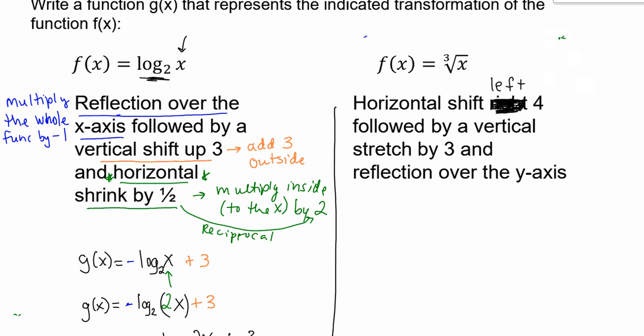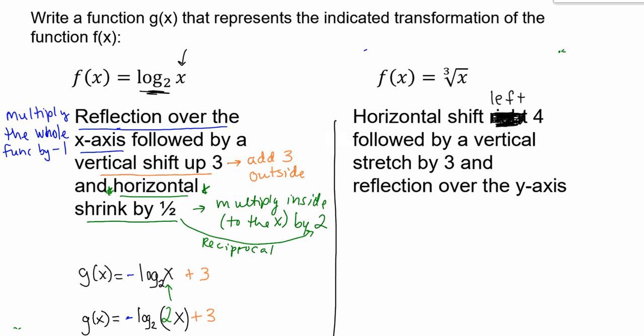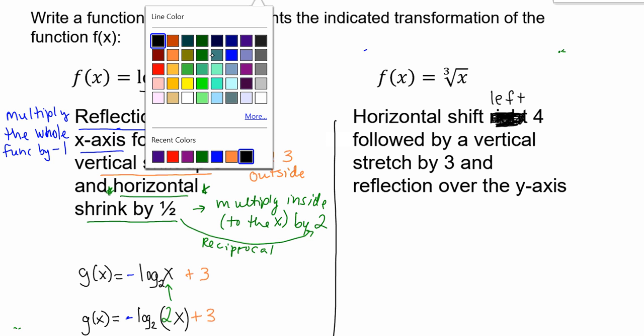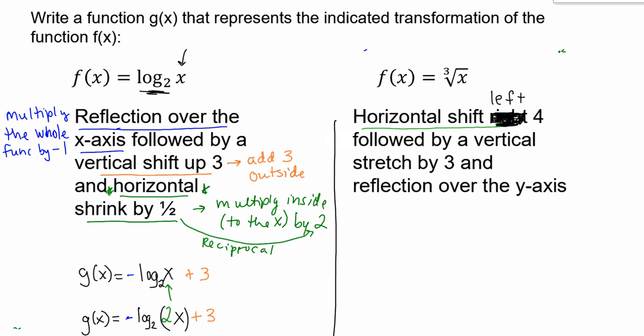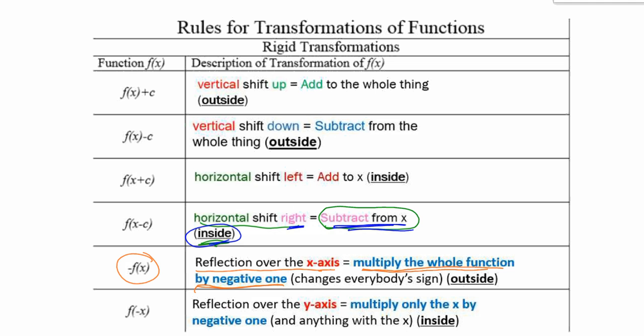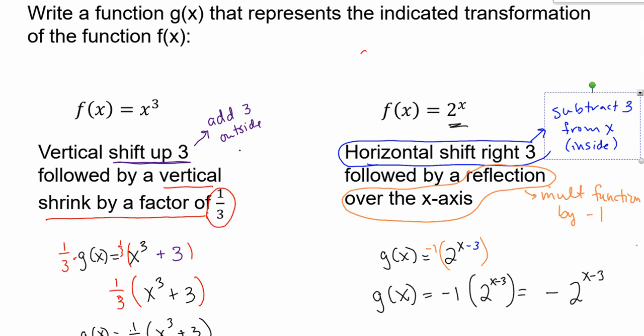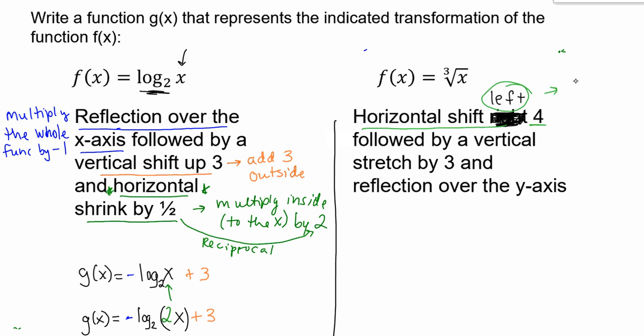Okay, one more. Original function is a cubed root. We've got a couple changes to make here. First, it says to do a horizontal shift left 4. Back to our cheat sheets. This time we're shifting left, so we add inside to the x. So it's going to be this kind of change. All right, this means to add 4 inside to the x.